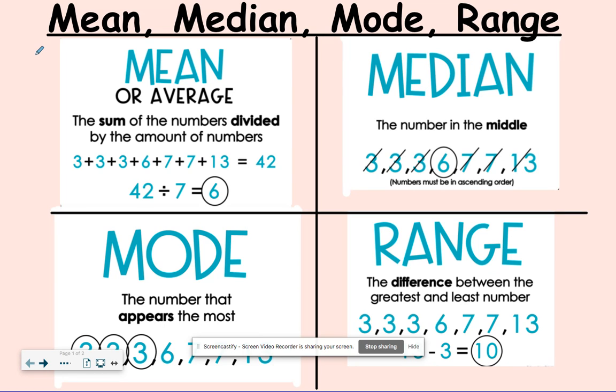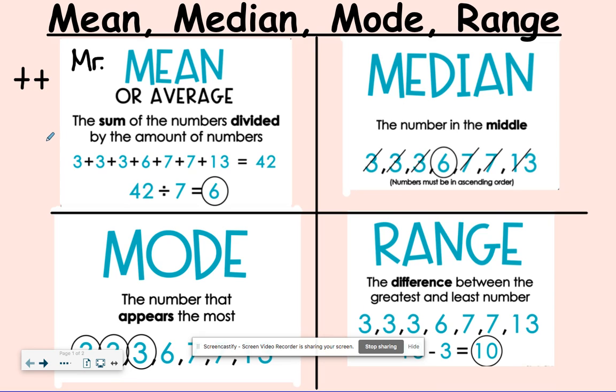The first one we're going to talk about is mean, or the average. I like to call this Mr. Mean. And the reason I call this Mr. Mean is because this is probably the one that requires the most math. So whenever we talk about finding the mean, I draw Mr. Mean. First thing you have to do is add all of your data together.